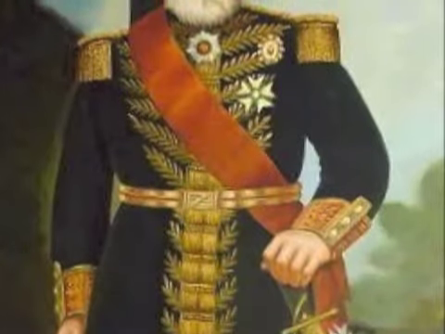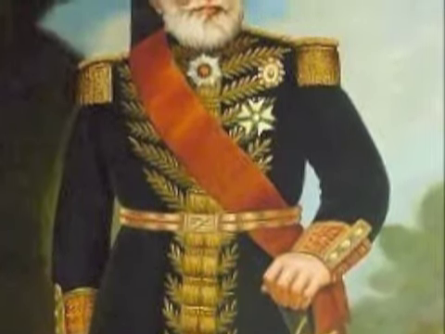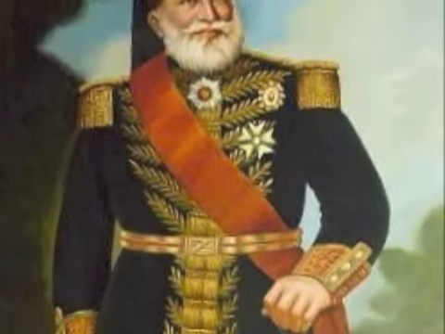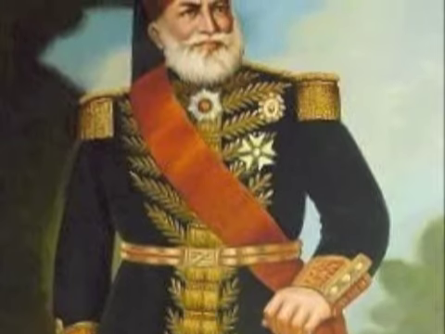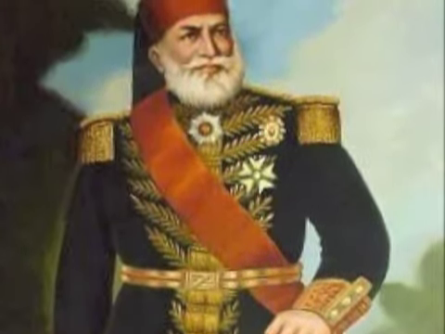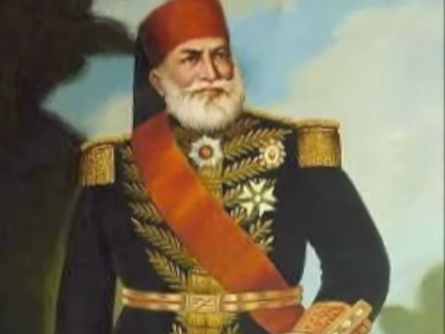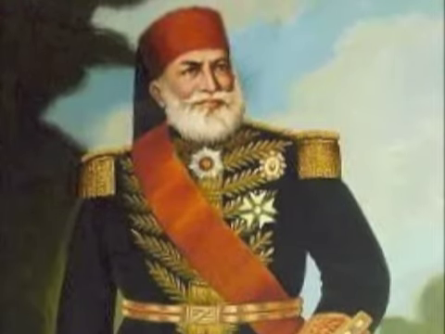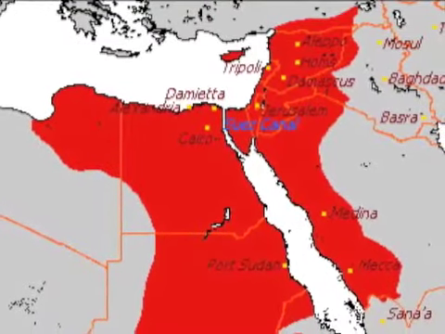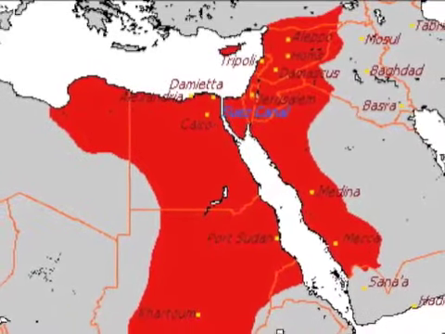The invasion by Napoleon Bonaparte in 1798 left Egypt in chaos. Out of this chaos arose a new leader, an Albanian soldier in the employ of the Ottomans named Muhammad Ali. His dynasty would govern Egypt until the 1950s. Muhammad Ali modernized Egypt and extended its control over a vast empire, making Egypt a regional power.